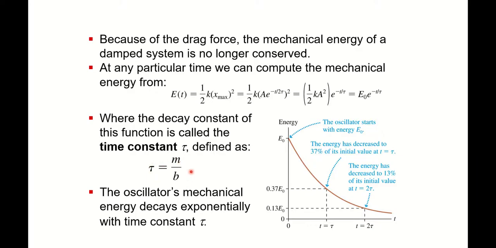And if we look at all the equations and do all that algebra, that tau ends up being equal to the mass divided by that b term that was proportional to the strength of the drag force. And so it's just a really nice example of exponential decay, which you'll see in a lot of other courses and in science in general.